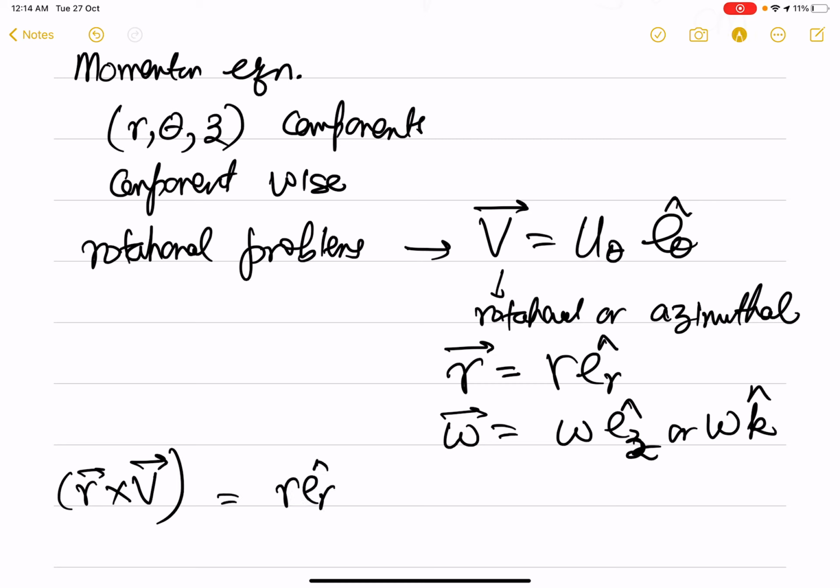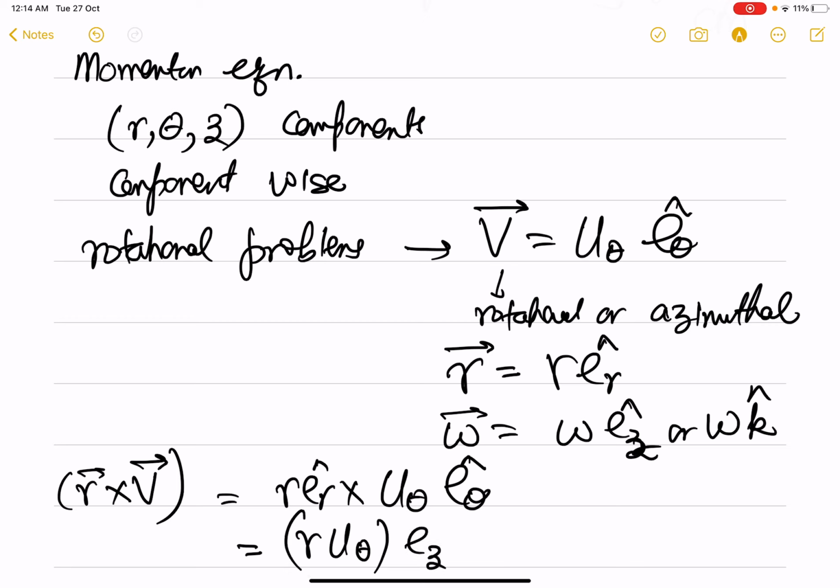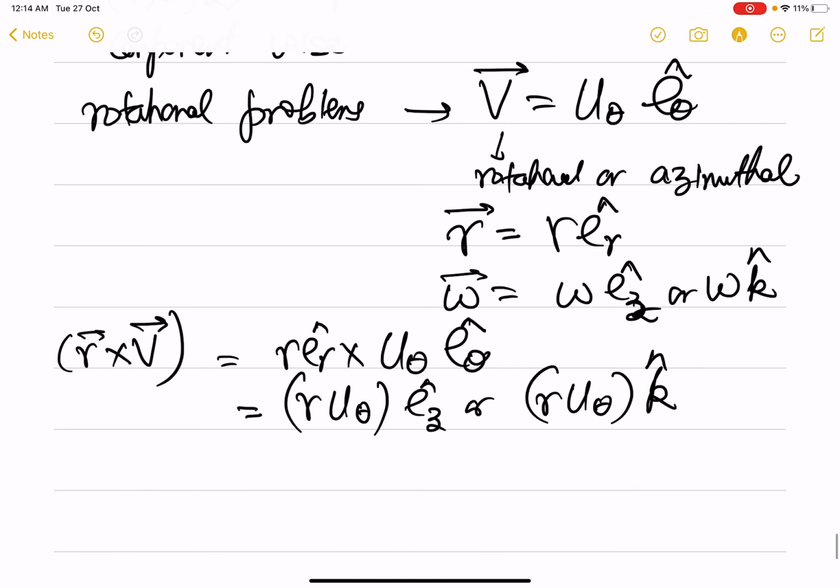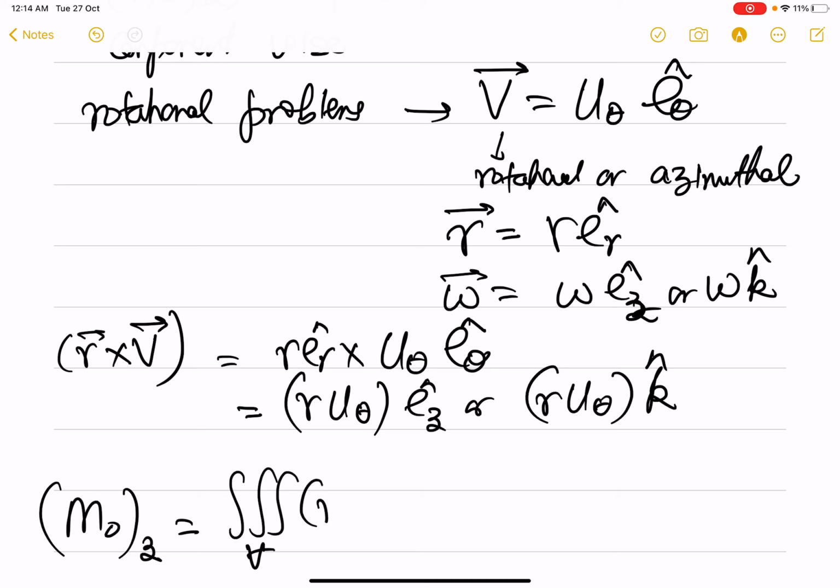r er crossed with u theta e theta, because the position vector in a two-dimensional case, maybe there's a z component also, so then you can add z ez. So r cross v in this case will become r u theta ez, or r u theta in the k direction. And then the total moment about point O in the z direction will become equal to the volume integral of r u theta rho dv.